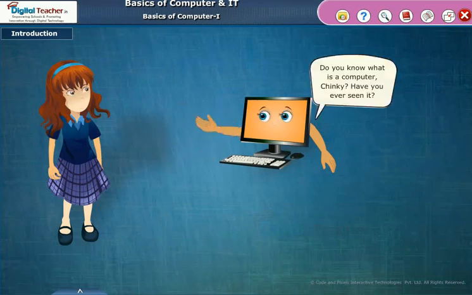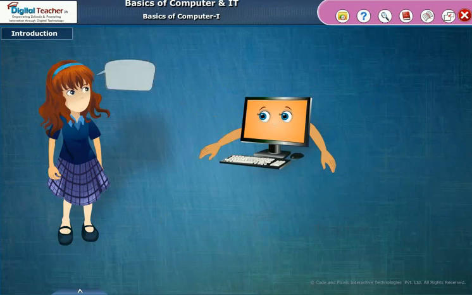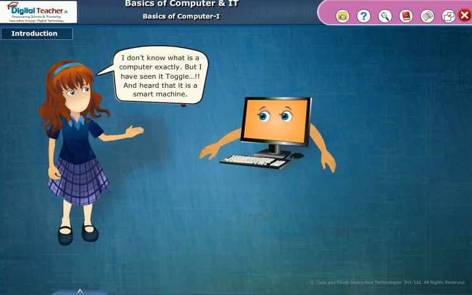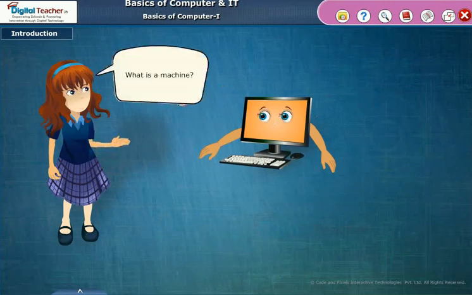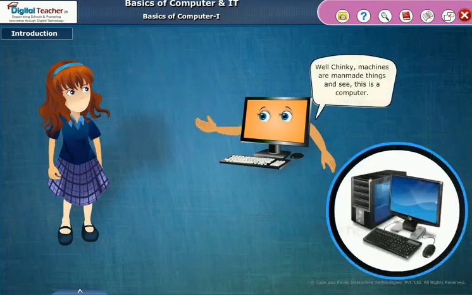Do you know what is a computer? Chinky, have you ever seen it? I don't know what is a computer exactly, but I have seen it, Toggle, and heard that it is a smart machine. Yes, it is, Chinky. What is a machine? Well, Chinky, machines are man-made things, and see, this is a computer.